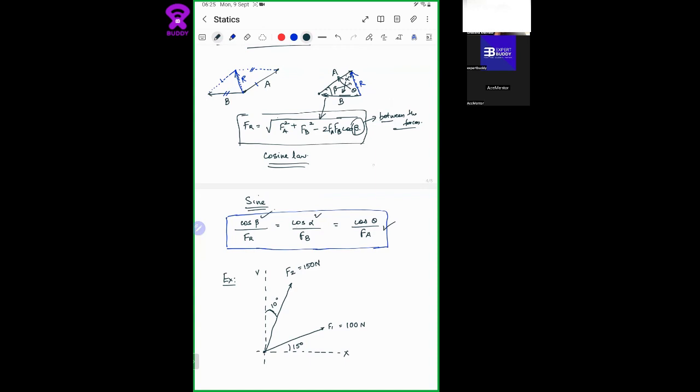If you had to add this, then what would have happened? A would have been like this, and B would have been like this. Okay, the same way. And then the resultant would have been like this, isn't it? So be very careful whether you're adding or subtracting. Okay. So what happens basically, I'll tell you.